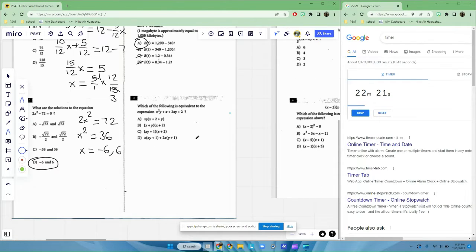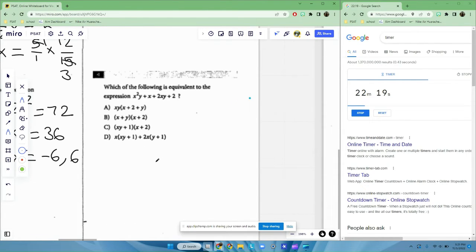Next question. So which of the following is equivalent to the expression x squared y plus x plus 2xy plus 2? So here you want to factor in groups. So here's my suggestion. So x squared y plus x, this is 1, okay, plus 2xy plus 2. You're factoring groups, okay? So when you're factoring in groups, here's what you want to do. So first, let's factor this one.